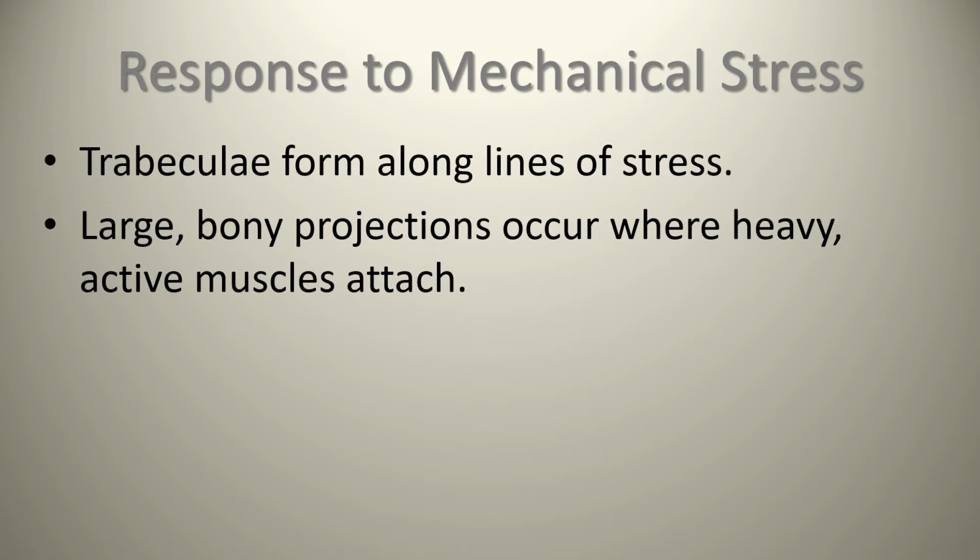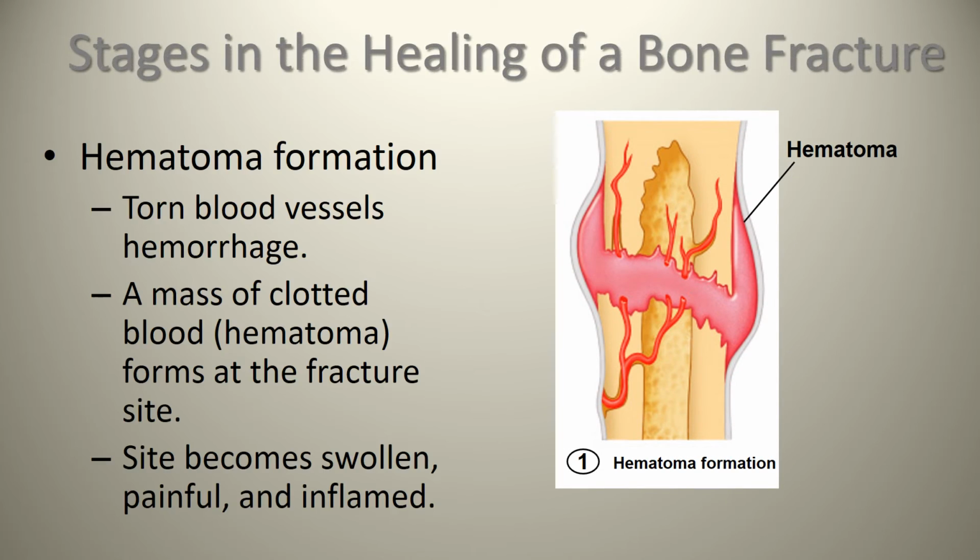So what happens when a bone breaks? Stages in the healing of a bone fracture. So the first step when a bone breaks is you get a hematoma formation. Torn blood vessels hemorrhage, and a mass of clotted blood, a hematoma, forms at the fracture site. The site becomes swollen, painful, and inflamed.